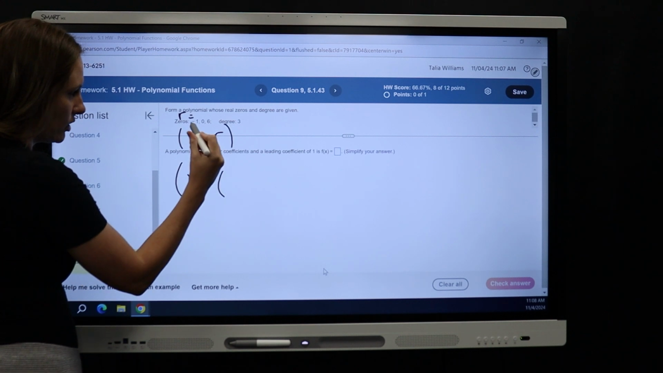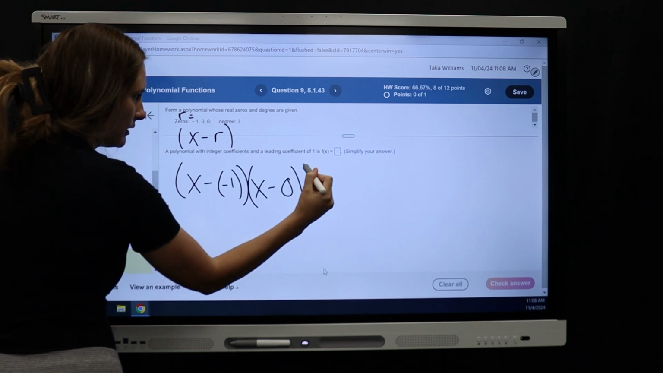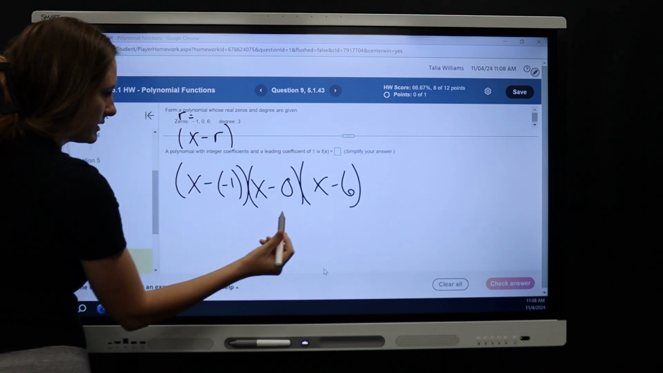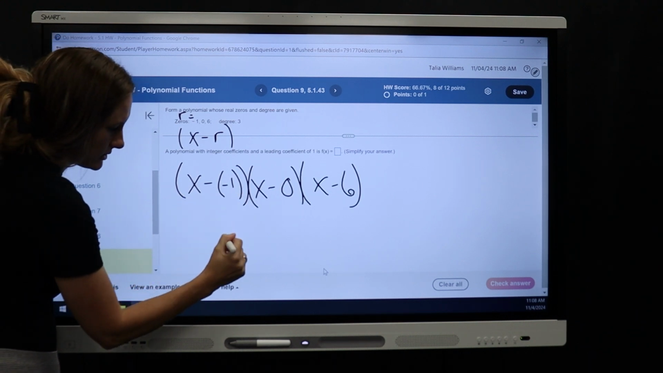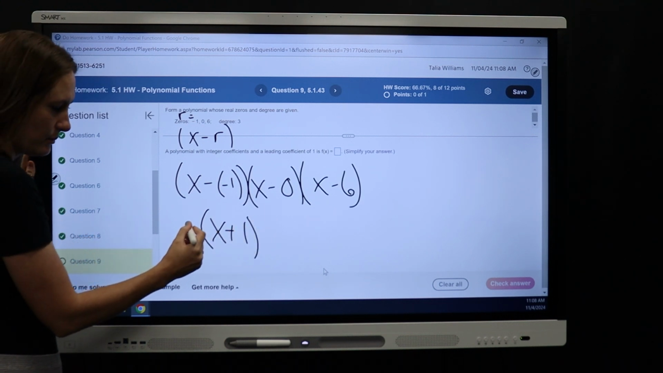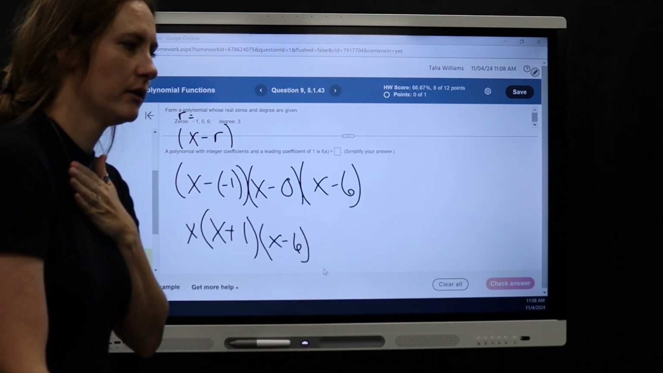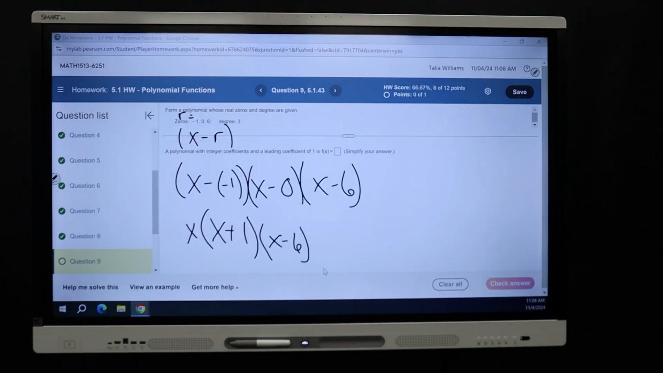Plug them in. x subtract r, negative 1. x subtract 0. And x subtract 6. So when we simplify these, this one's going to change to x plus 1. Since this one is just going to be x, I'm going to put this x out at front. And then I'm going to have x subtract 6. So there's going to be some of these later on, I believe, that we have to do in reverse. We have to factor it down to find these zeros.